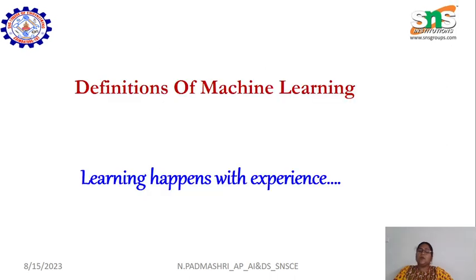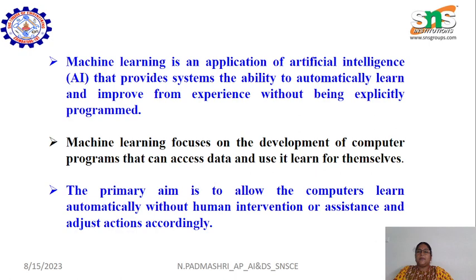Now we will discuss the proper definition of what machine learning is. If we want to explain machine learning in a single line: learning happens with experience. It is an application of AI that provides the system the ability to automatically learn from past experience without being explicitly programmed. The main aim of machine learning is to allow computers to learn automatically, without any intervention or assistance of human beings, and it just performs actions accordingly. So this is what machine learning tells us.